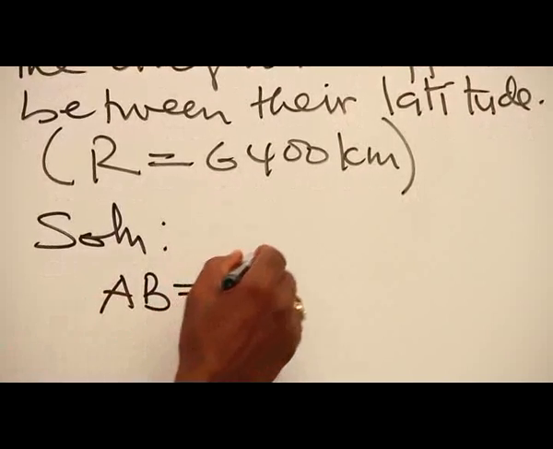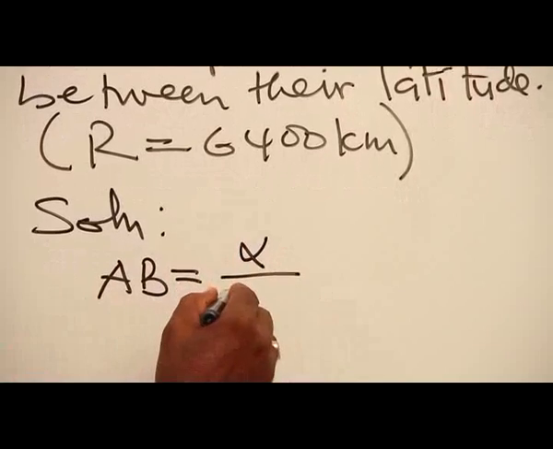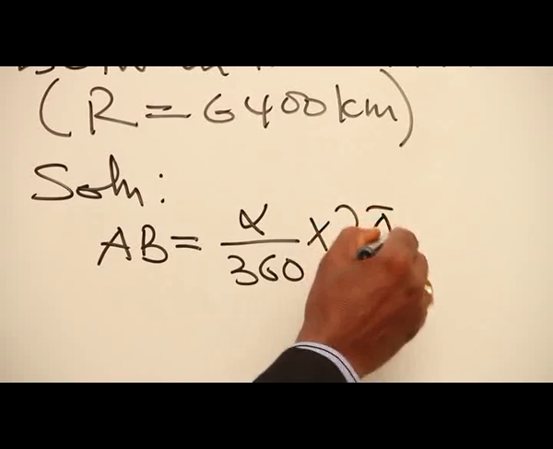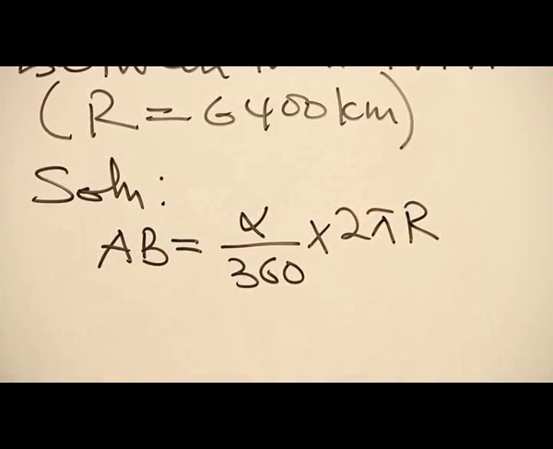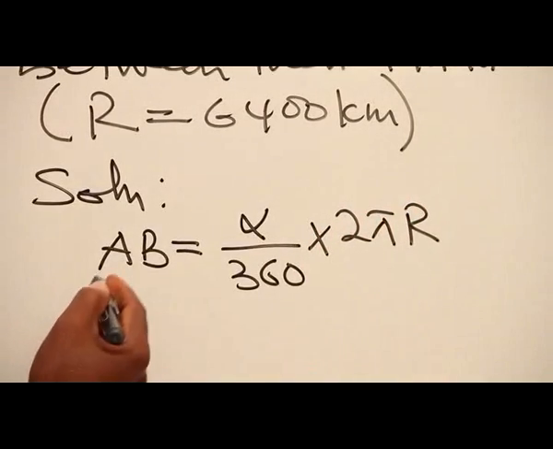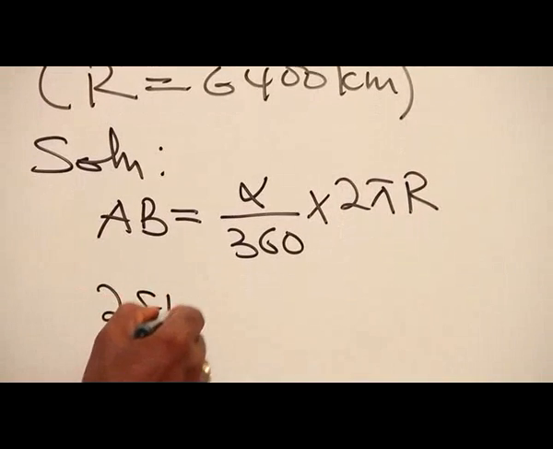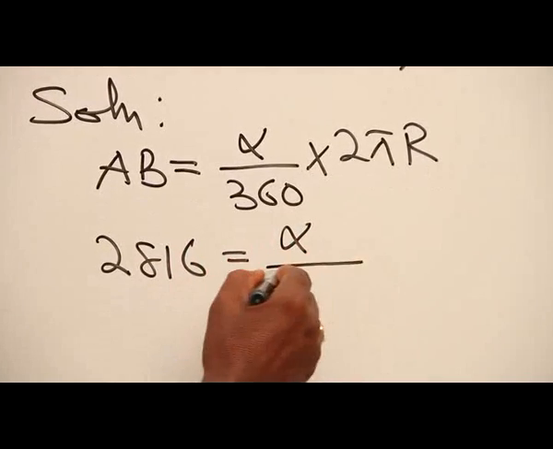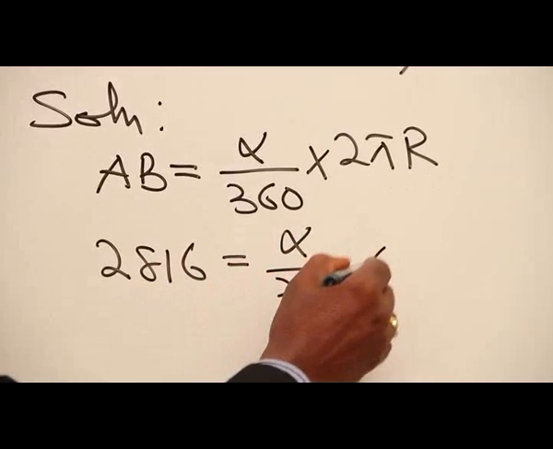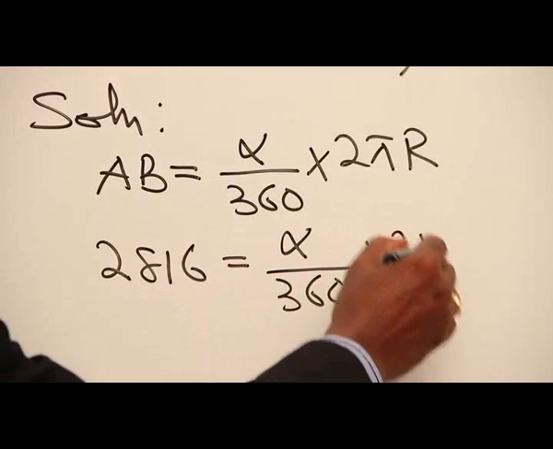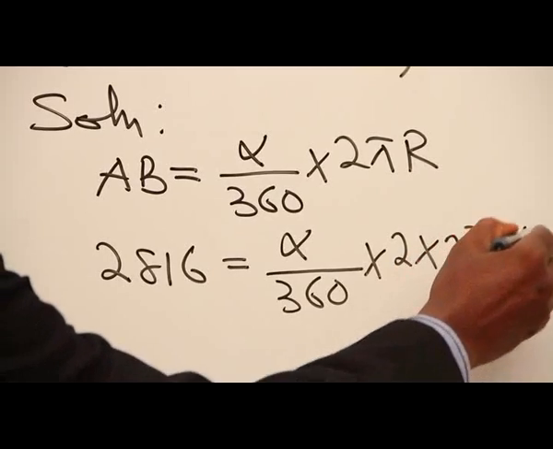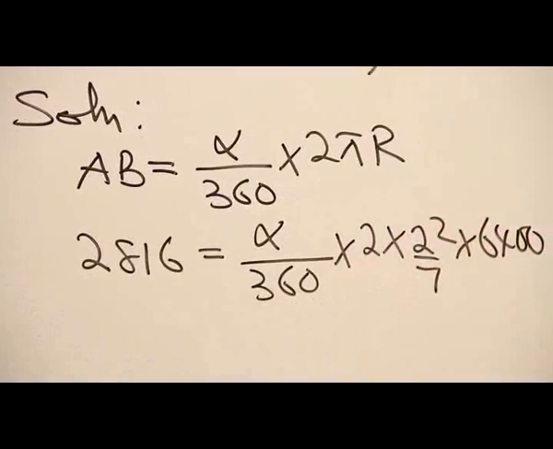of course we have the angular difference all over the 360 degrees, multiply this by 2 pi and capital letter R. Now, our AB, which is the distance, is already given to us as 2816, and then the angular distance is what we are trying to find, divided by 360, and then we have our 2, and then we have our pi, which is 22/7, and we have our R, which is 6400.